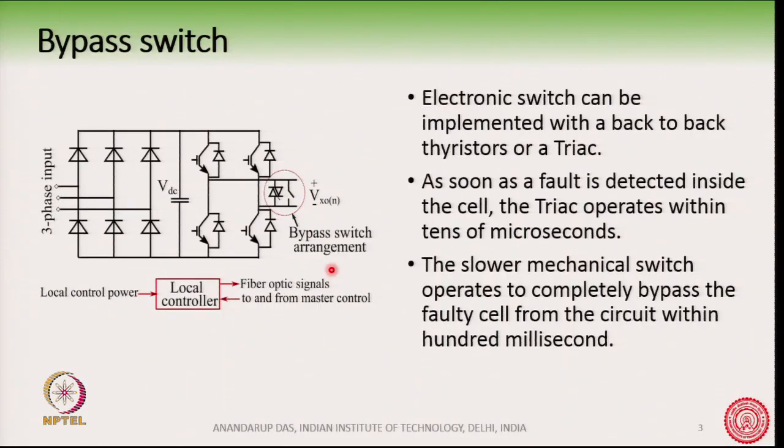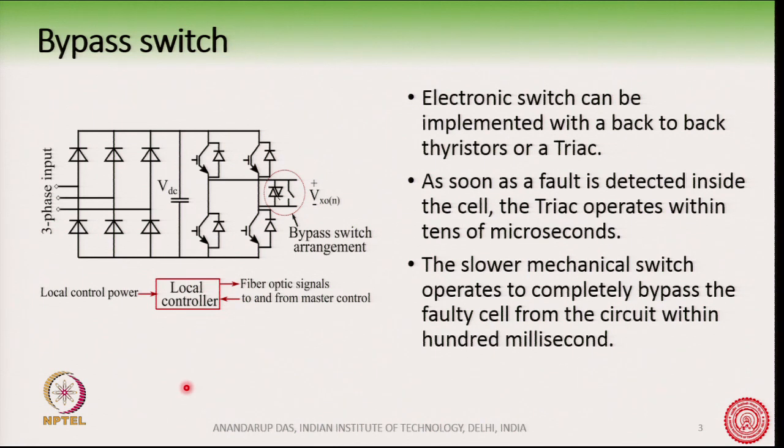The mechanical switch takes more time, close to 100 milliseconds, and that is why there are two switches, one a fast switch and one a slow switch. The fast switch is the triac, while the slow switch is the mechanical switch. And there is also, on each of these cells, a local controller.